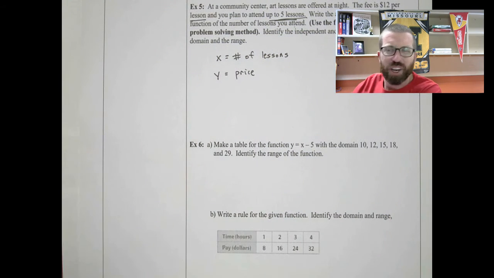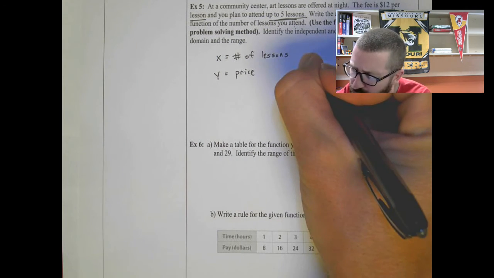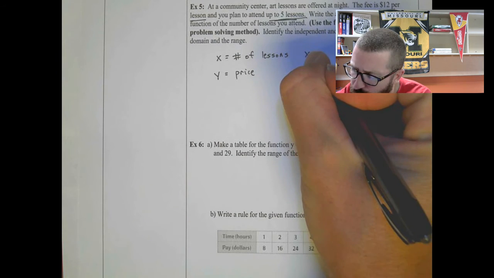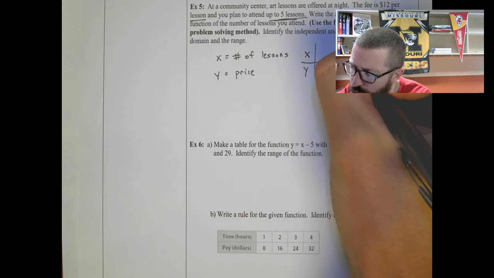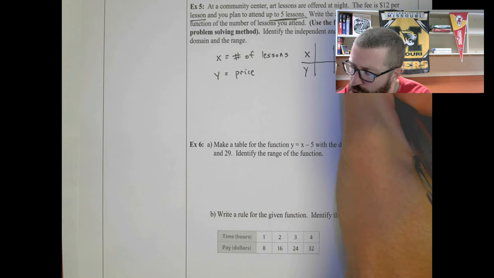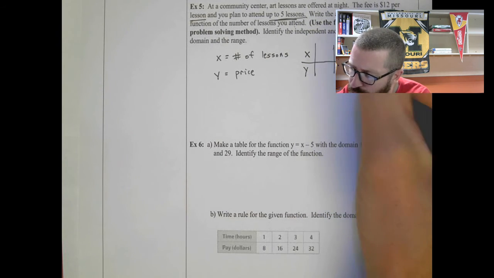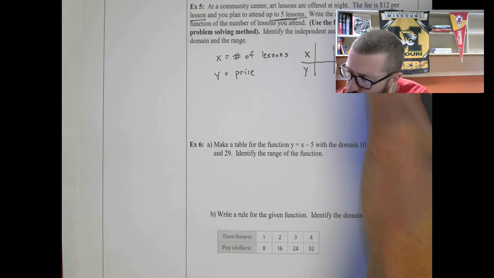Okay, so what might help is making a table since we did that earlier. So let's just do that for this. So we have our variables, and then we'll need an equation. Let's do one more here.